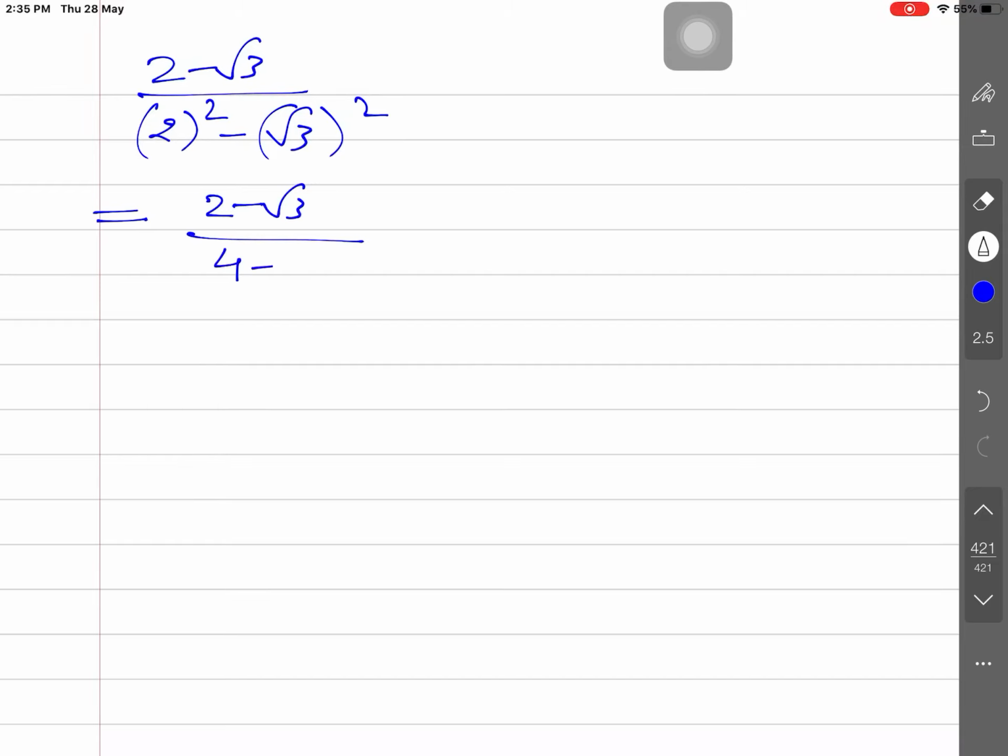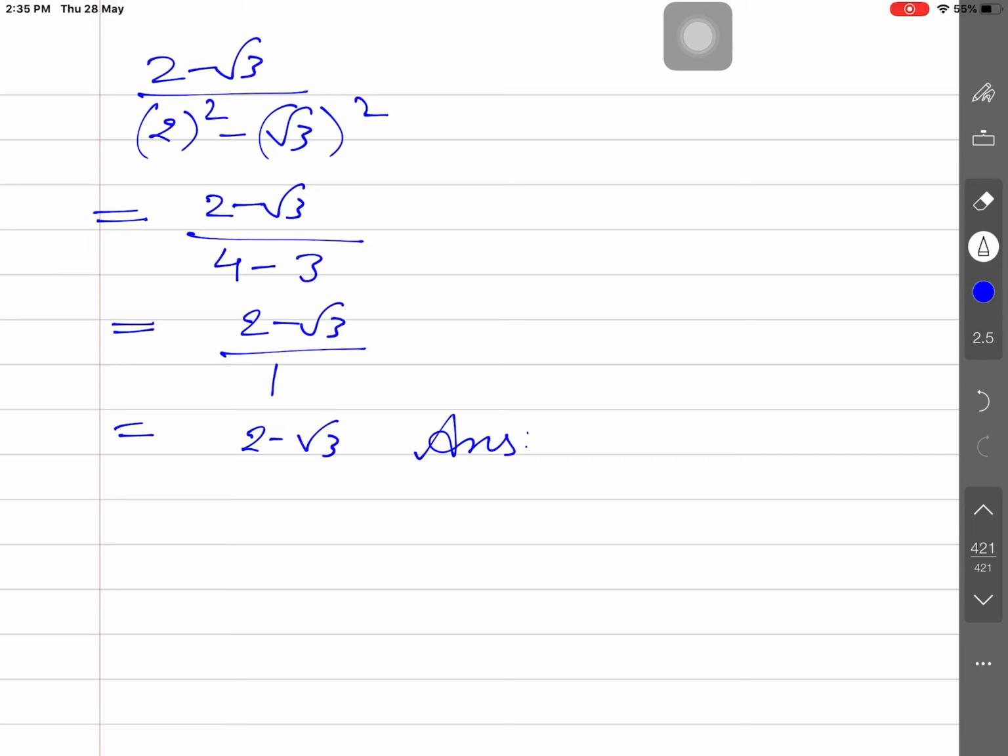2 square means 4 minus 3 is there. It shall be 2 minus root 3 divided by 1. So further this expression, 2 minus root 3, is the answer. You may see the irrationality was lying with the denominator, but here the irrationality now came with the numerator. So you have rationalized the denominator.